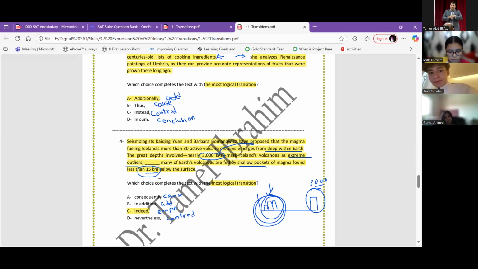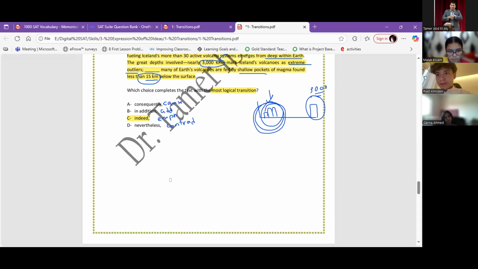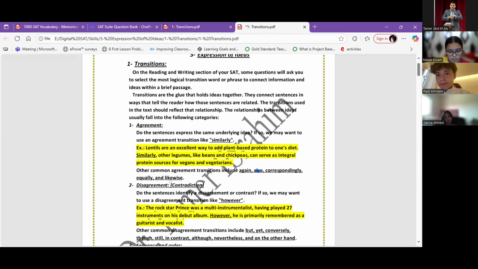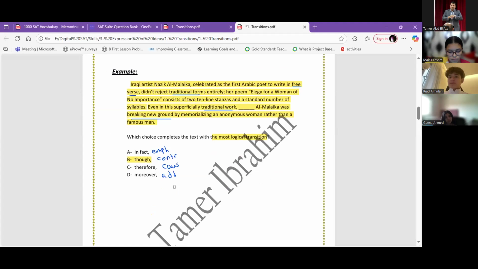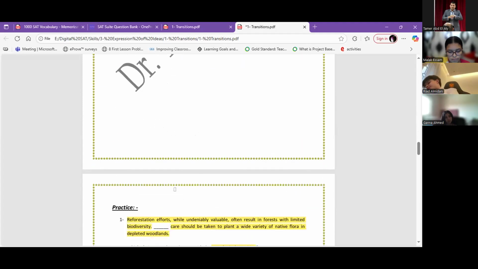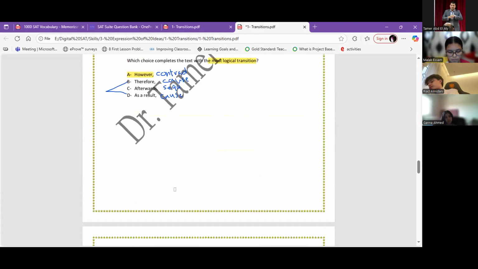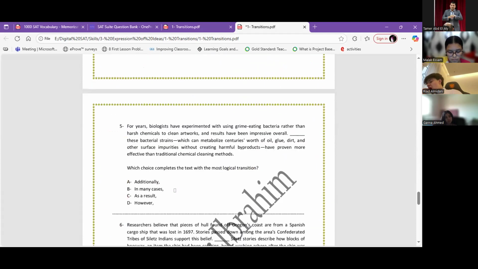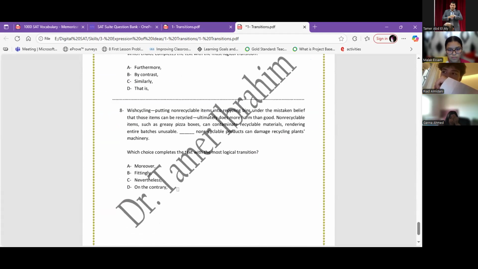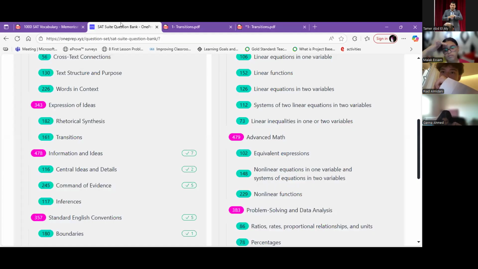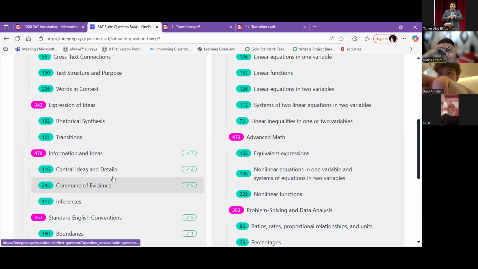Yes. Okay. I'm going to give you other homework just to memorize most of the transitions. It's an easy task. If you know the function of each transition, then you can find the relationship between the sentence before and after, and it will be easier for you to solve. So our homework from the sheet is number 5 till number 8, plus the One Prep.